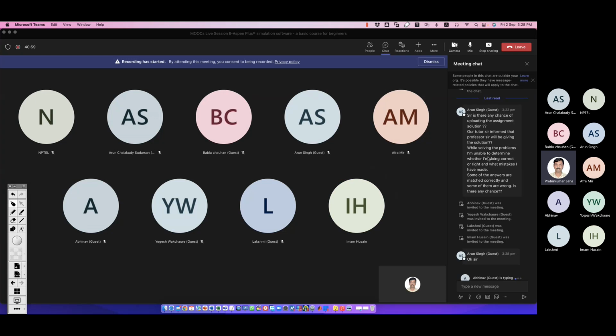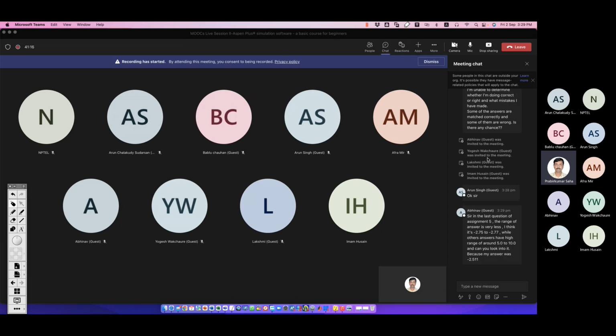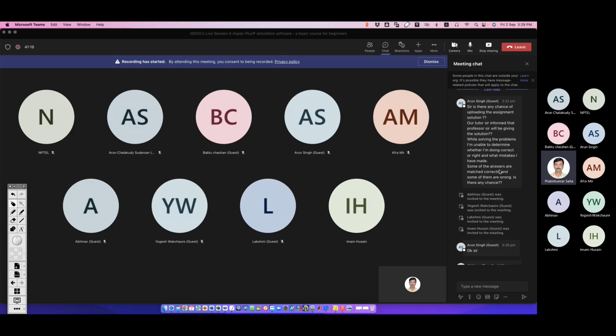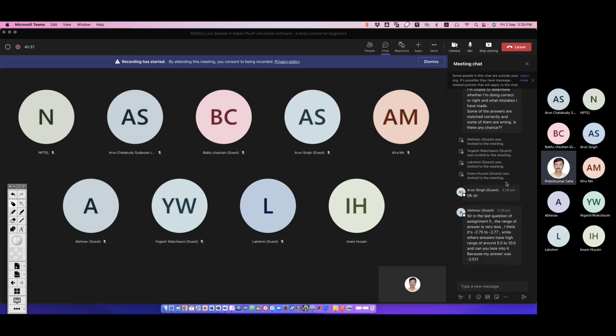You can send me the BKP file. If you see that your answers are not matching the answers I have given, that is about part B I am talking about, then definitely you can send me the BKP file and I will point out the mistake. Or you can ask me to share my BKP file. That also I can do, no problem. Some of the answers are matched correctly and some of them are wrong. Is there any chance? Yeah, I have answered your question.